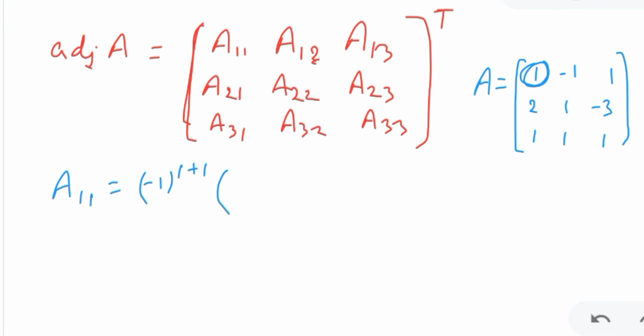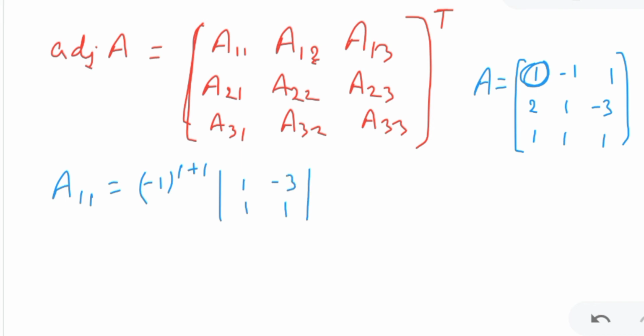If you do it for that element, what are we doing? This will go, this will go, and the remaining you will write like this. For the 1, 2 element I will discuss in detail, then for the rest of the elements I will do directly. So in this way you will do it: 1, minus 3; 1, 1.